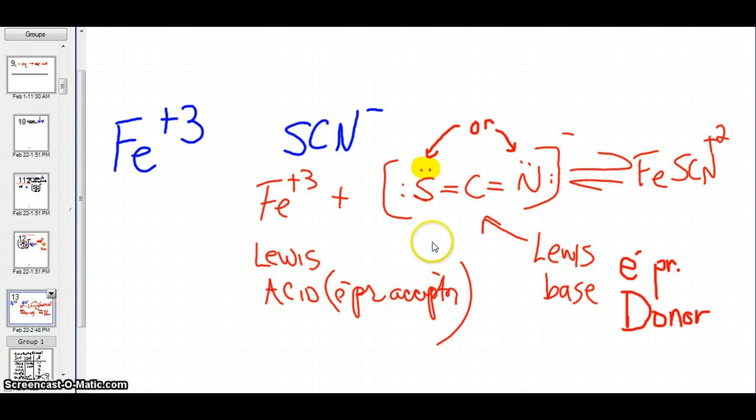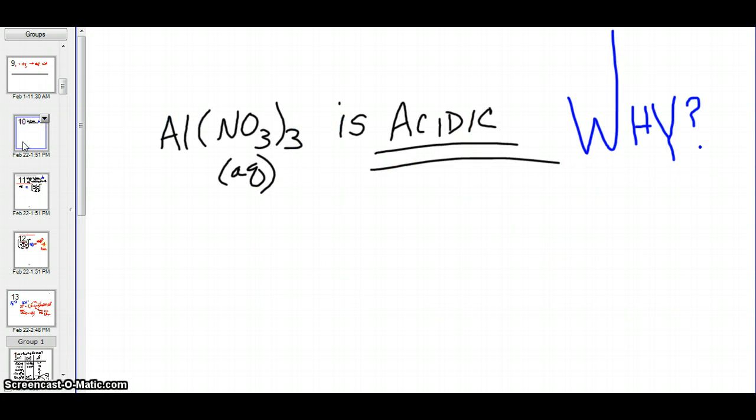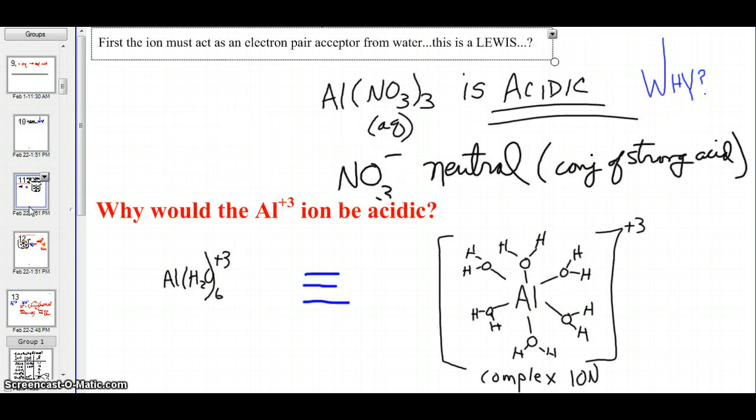A second example of a Lewis acid and base, if you look at another practical example, is that this solution, the aluminum nitrate solution, is actually an acidic solution. If you remember, the nitrate ion is not acidic. It's a neutral ion. But the aluminum ion is said to be acidic. Well, why is that? It has to do with Lewis acids and bases. The aluminum ion has to act as an electron pair acceptor from the water.